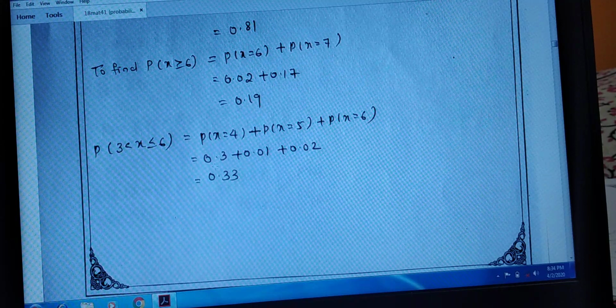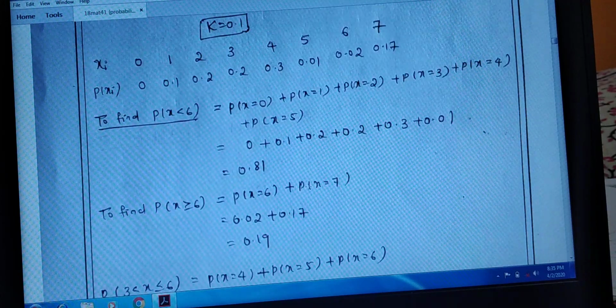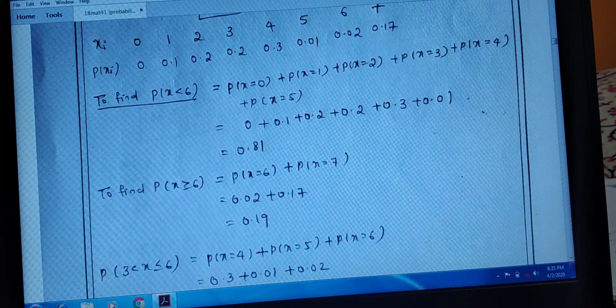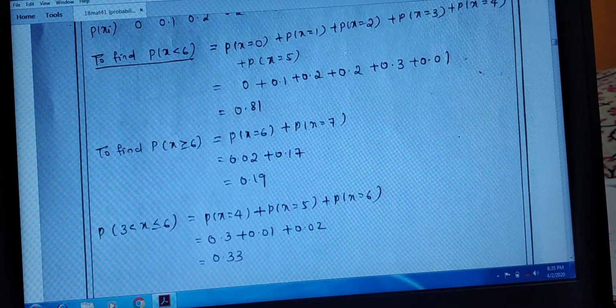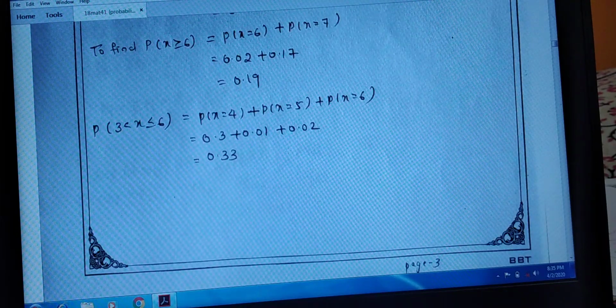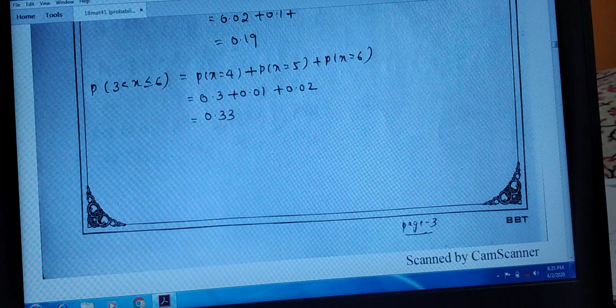Probability of x equals 4 is given by 0.3 plus 0.01 plus 0.02. So you can just see these numbers. Probability of x equals 4 is 0.3, probability of x equals 5 is 0.01, and probability of x equals 6 is 0.02. Add all these three numbers, you are going to get 0.33.